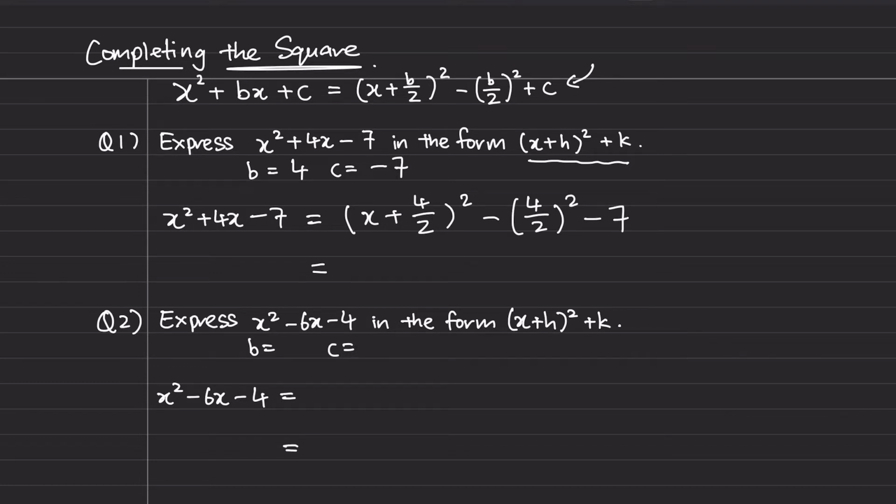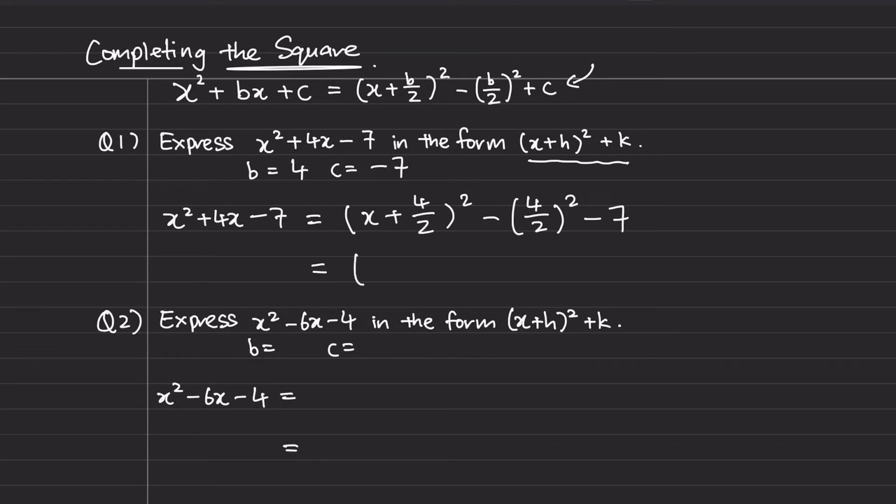Alright, so the next step is to simplify. We can't leave the number inside the bracket as x plus 4 over 2. We need to simplify. 4 over 2 we know is just 2, and very often I see students leaving it as that, so please don't. We need to simplify, right?